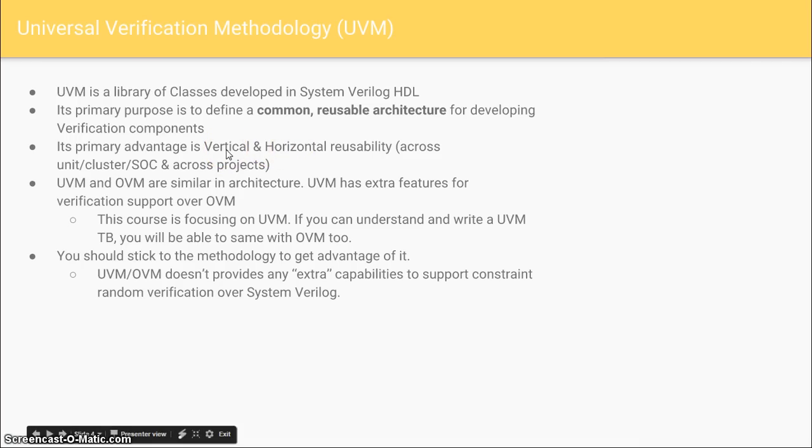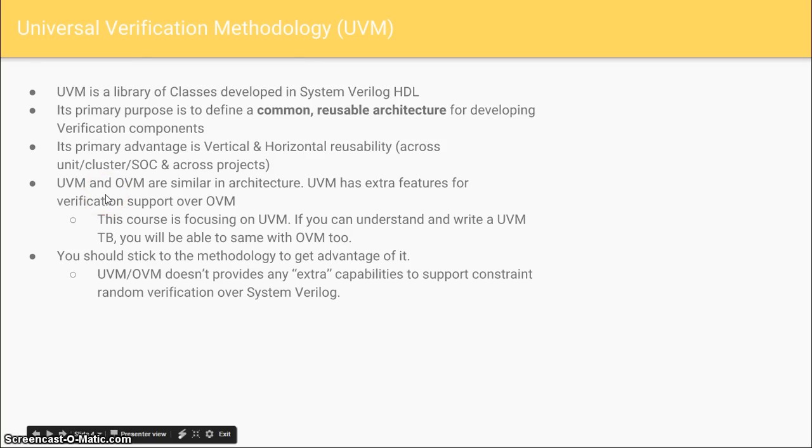Vertical reusability means the same components can be reused across different units or different clusters and finally in the final SoC. And horizontal reusability means that they can be reused across multiple projects.